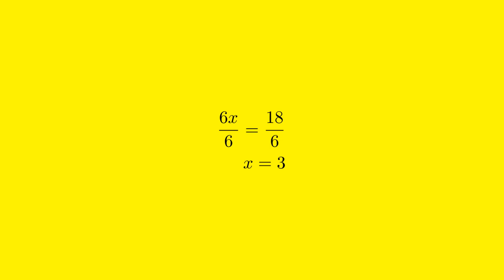In this final step, we determine that the unknown variable x is 3. This means that if we substitute 3 back into the original equation 6x minus 1 equals 17, it will hold true. The problem is now solved.